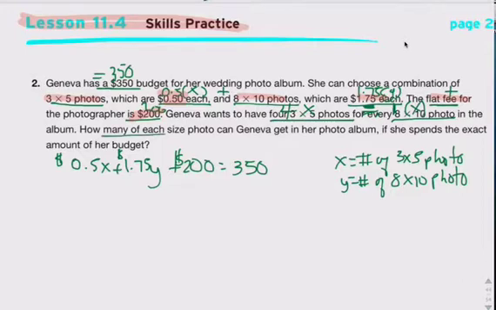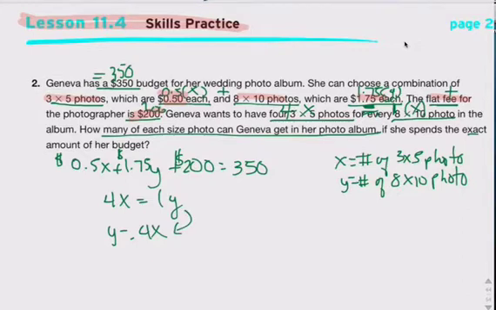How many of each size photo can Geneva get in her photo album if she spent the exact amount of her budget? Okay, so for every 4, that's 4x equals 1 y photo, or just y equals 4x here. Okay, this is the same, written like that.